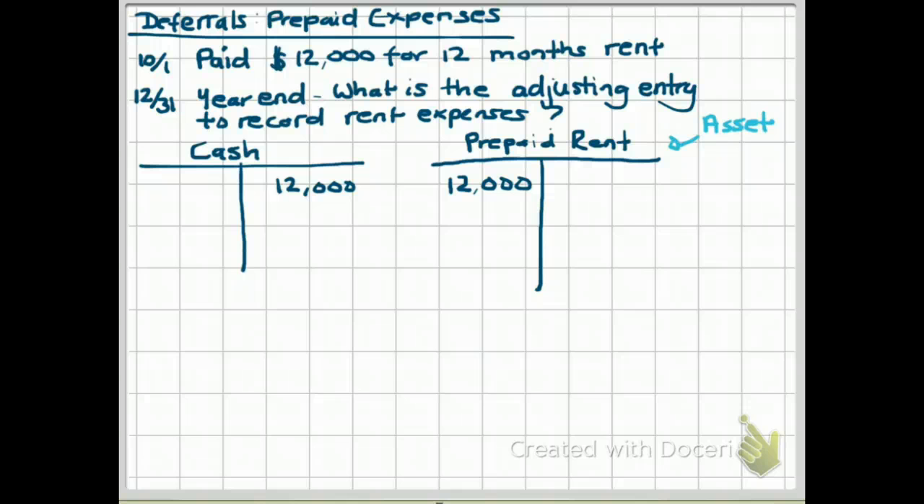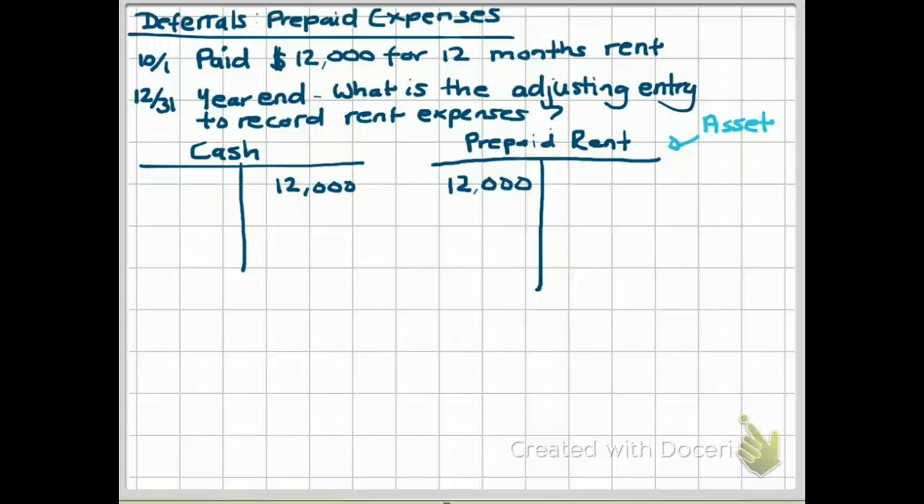Now, let's go to the year end, which is December 31st. Have we used up any of this prepaid rent? In other words, on December 31st, when you prepare your trial balance, you will have prepaid rent showing up as $12,000. Is that accurate? No, because that prepaid rent was paid on October 1st, and now it's December 31st. So how many months have we gone through? October, November, December, which is 3 months. We've used up 3 months of that 12 months prepaid rent.